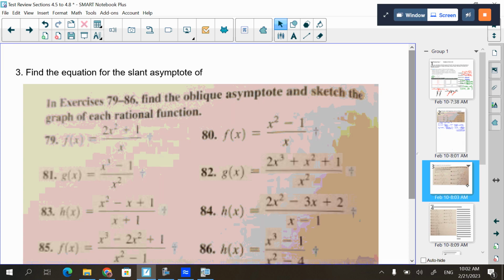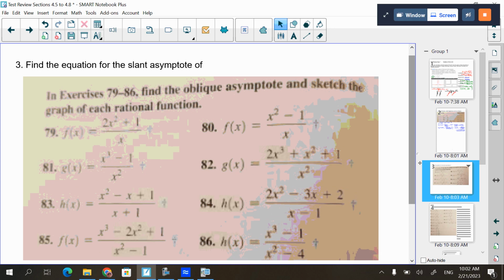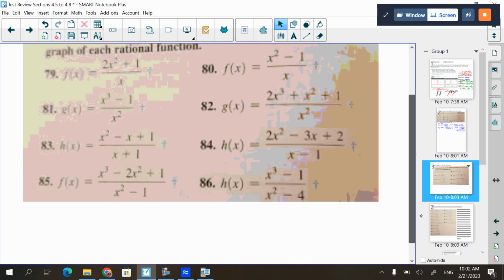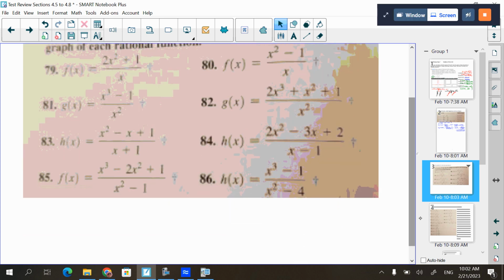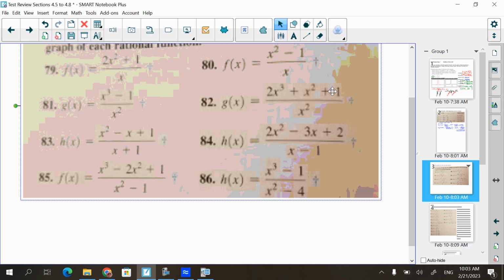All right, and then the last one for today is number 82. Is this guy right here? I'm probably going to write it down. It says find the equation for the slant asymptote. The equation for the slant asymptote, what I need to do is long division, numerator divided by denominator. Do not just take the first term, okay? And a few of you went wrong on this on the quiz as well, which, again, I'll be passing back.